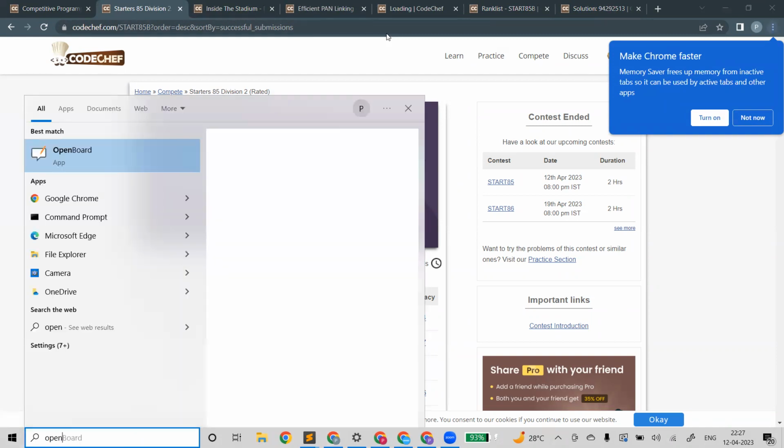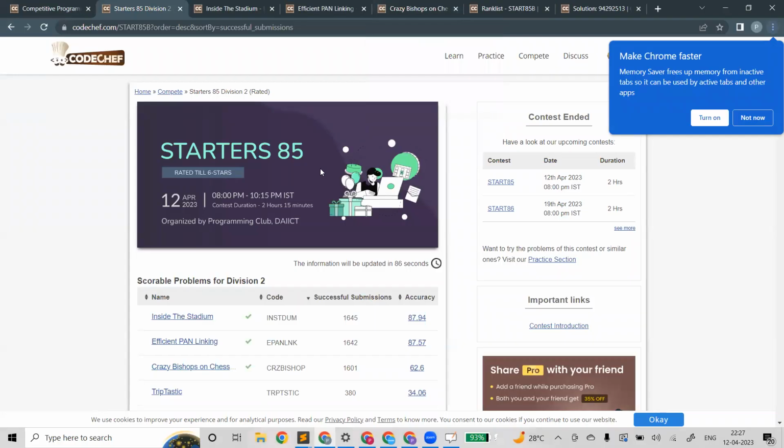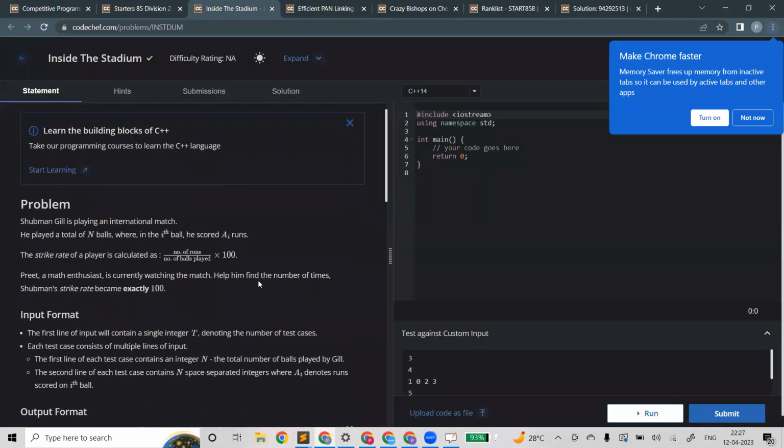The first 2 problems are very easy, to be honest, and could be solved within 2 to 3 minutes, though I started the contest very late. Here it is saying that Shubman Gill is playing an international match, and the number of runs divided by the number of balls played, into 100, is his strike rate, which is the general strike rate. The question asked is: when will his strike rate become exactly 100?